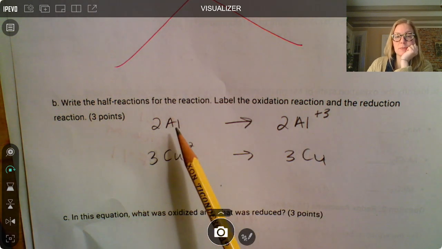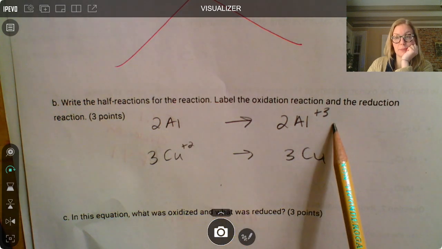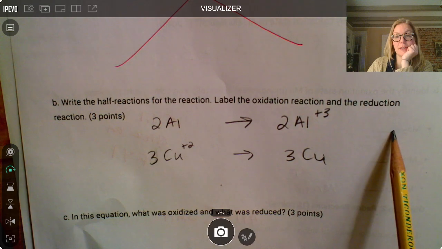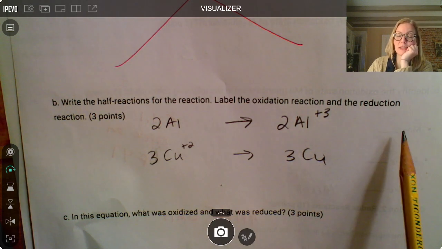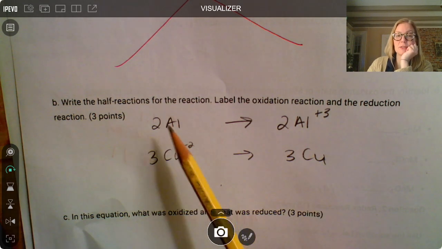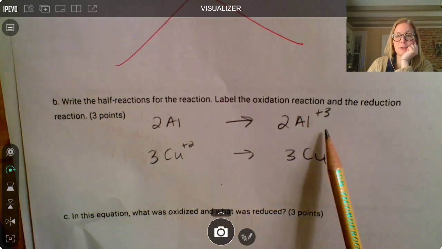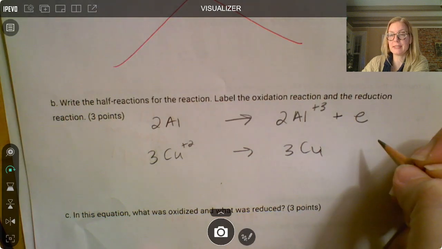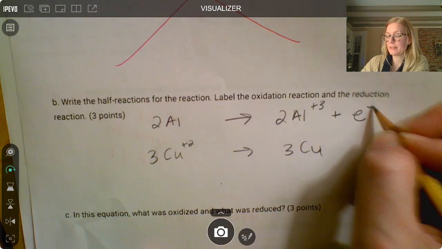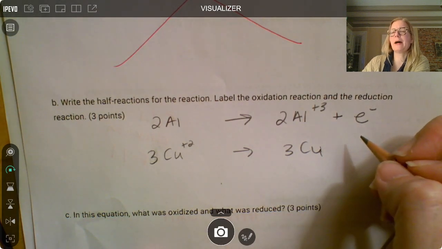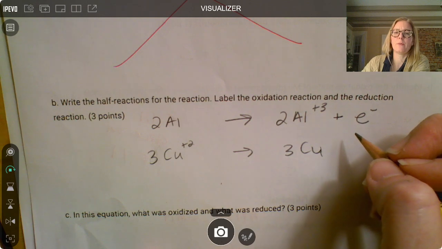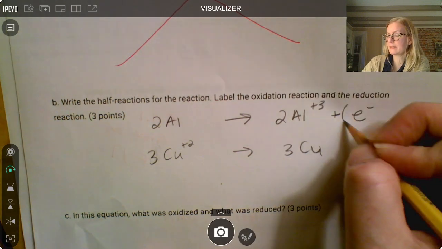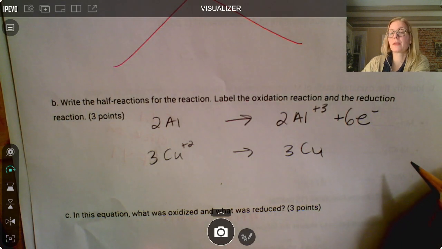So these aluminums, their charge went up, okay? And the reason they became positive is because electrons were lost. And when you lose negative electrons, you become positive. So when these aluminum atoms became these two aluminum ions, electrons were given off. So I'm going to say plus e negative, that stands for electrons. And think about how many electrons were lost. Well, each aluminum lost 3, so a total of 6 electrons were lost, okay?